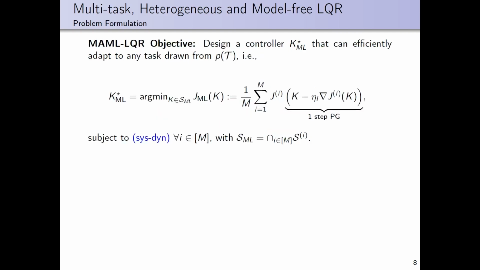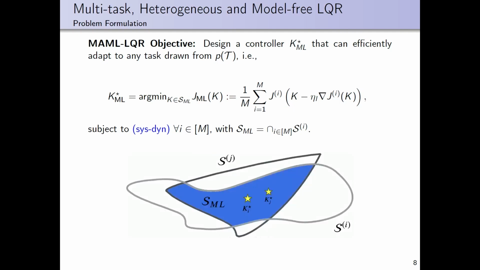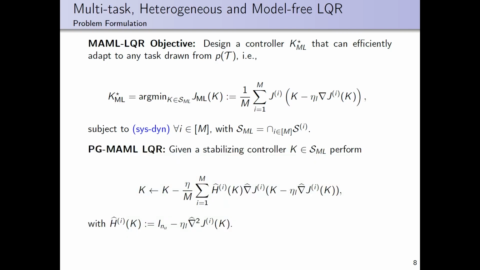So our objective is to design this controller K star sub ML, which is the MAML optimal controller that is going to minimize this MAML cost here. That is, as we have seen before, just the average across task-specific costs, but now we have the argument of a one-step PG. And we do this over a stabilizing sublevel set, which is the intersection between all task-specific stabilizing sublevel sets. If we do this with a policy gradient MAML type of approach, we just take the gradient of the MAML cost, and then we have Hessians and gradient estimations come into play.